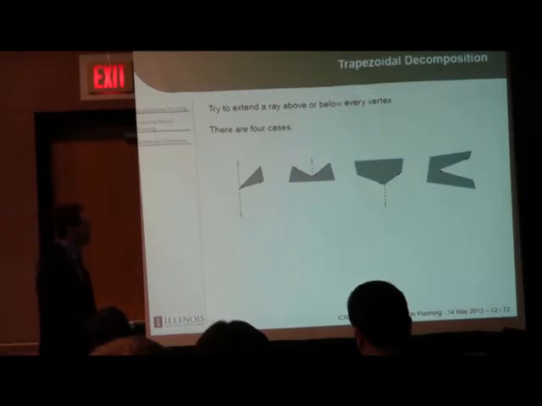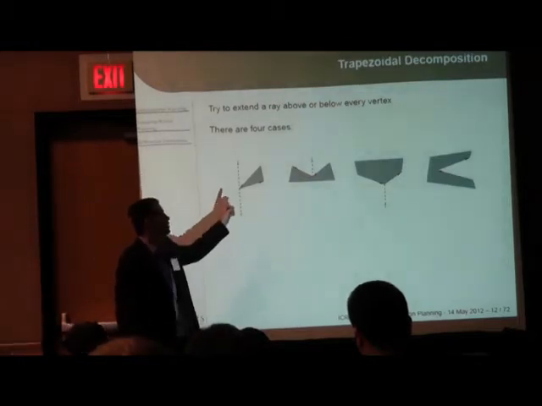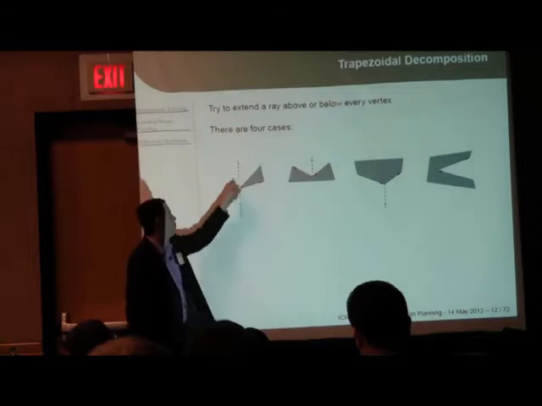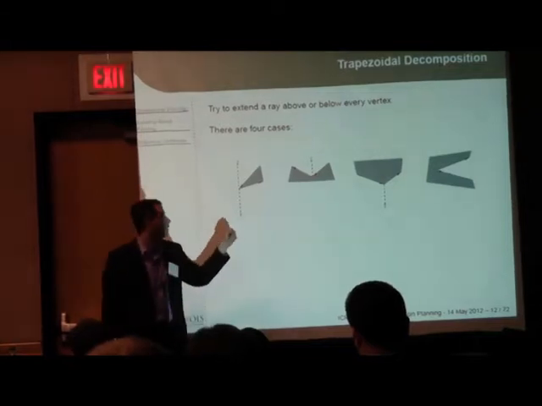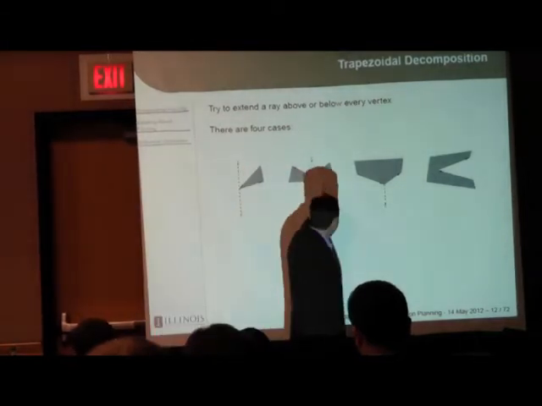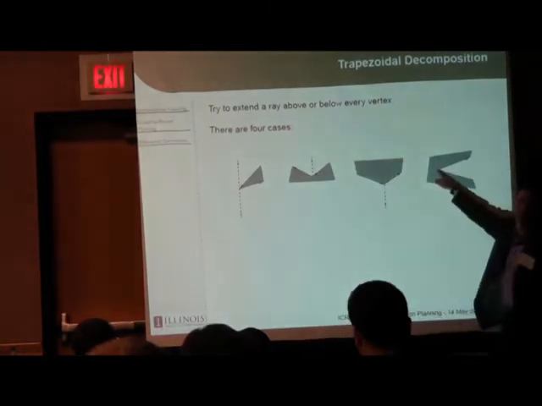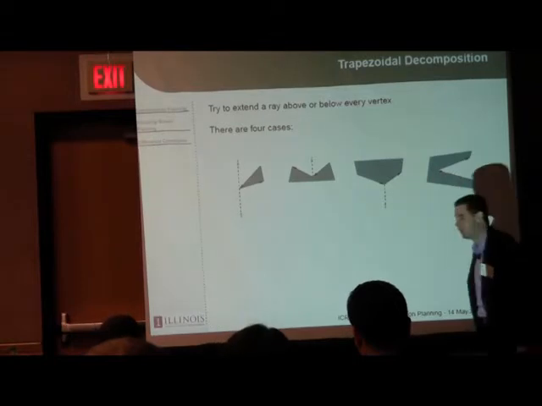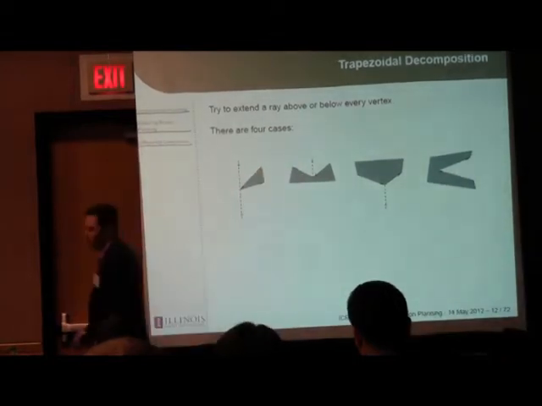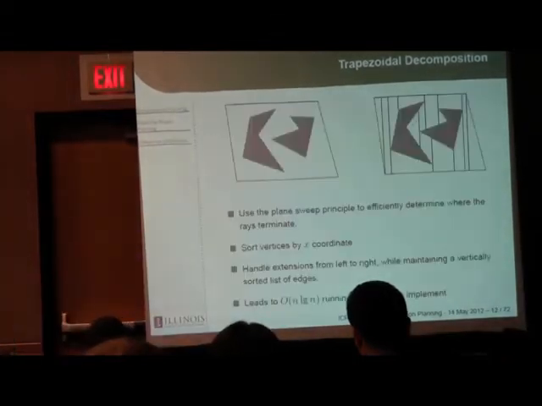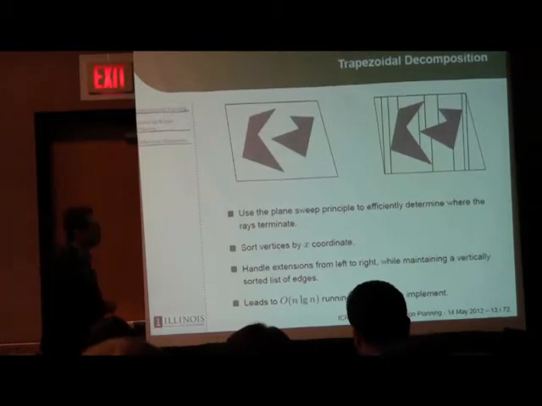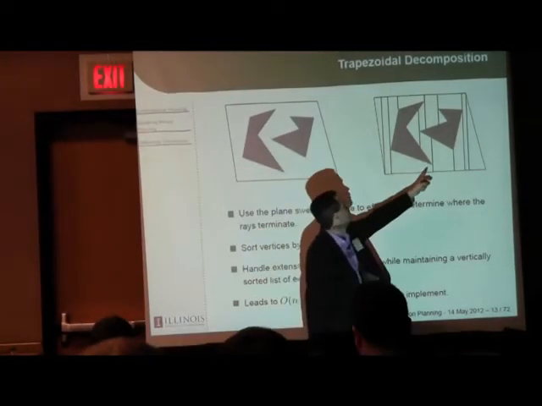So trapezoidal decomposition. Here's what we do. Take every vertex and try to extend a ray above or below. Sometimes you can't, so if you cannot go below, don't do it. I guess from this vertex you cannot go either way, right? So there are 4 cases. And just do that for all of the vertices, except you stop wherever the ray hits something next. So this is how it looks to make a trapezoidal decomposition.